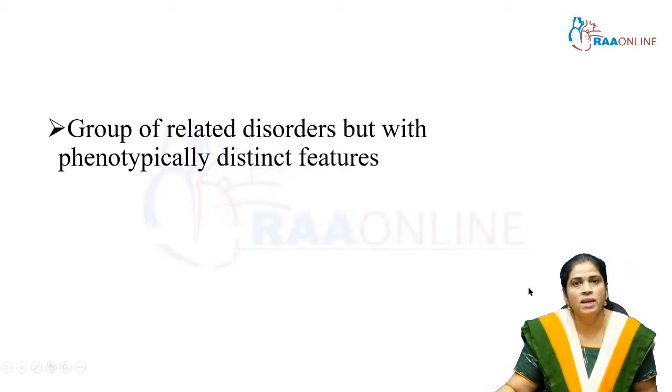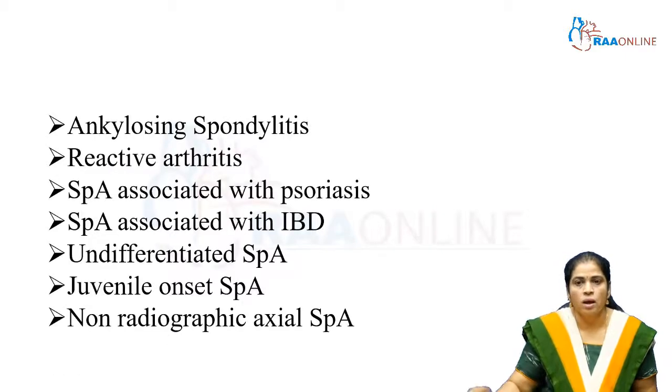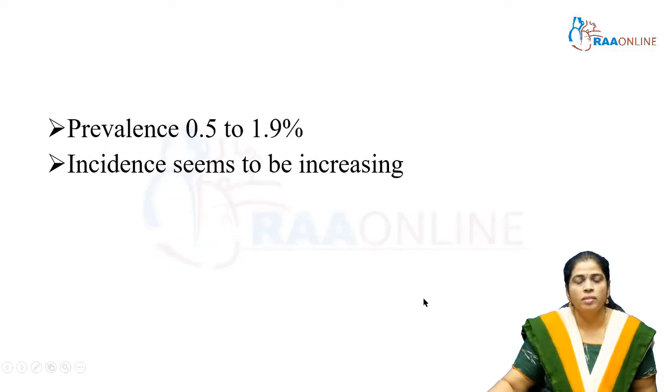This is a group of related disorders, but with phenotypically distinct features. These are the conditions that come under spondyloarthritis. Ankylosing spondylitis, which is the best studied. There can be reactive arthritis, spondyloarthritis associated with psoriasis, spondyloarthritis associated with inflammatory bowel disease, undifferentiated spondyloarthritis, juvenile onset spondyloarthritis, and non-radiographic axial spondyloarthritis. The prevalence seems to be about 0.5 to 1.9%, and it seems to be increasing on the whole.